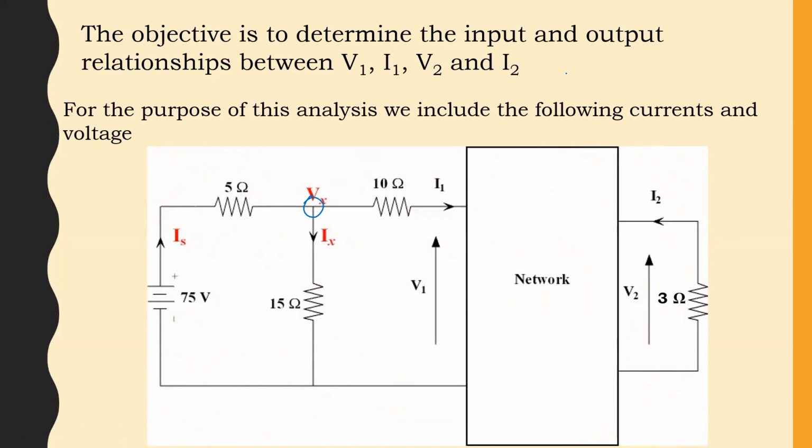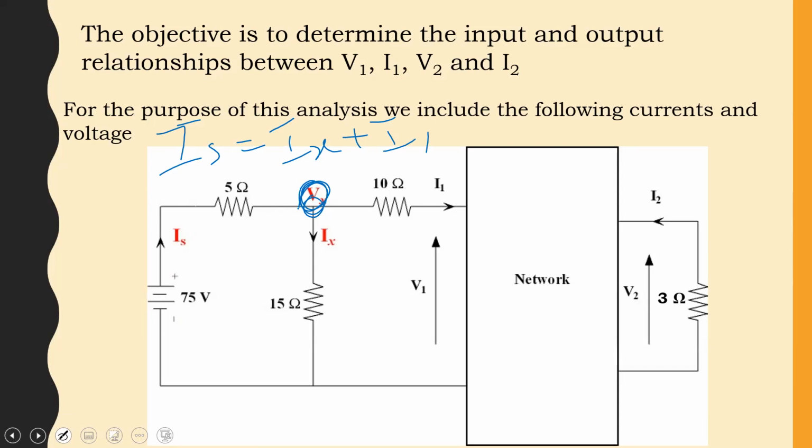Right? So we're applying Kirchhoff's current law to that node. And if we apply the current law to this node, all we are saying is that IS is equal to IX plus I1. And I'm introducing this node voltage Vx. All right? We're going to get rid of it. Don't worry, we're going to get rid of Vx, but we're using it to aid in our analysis.